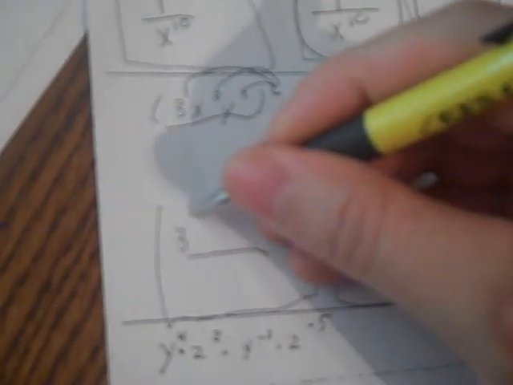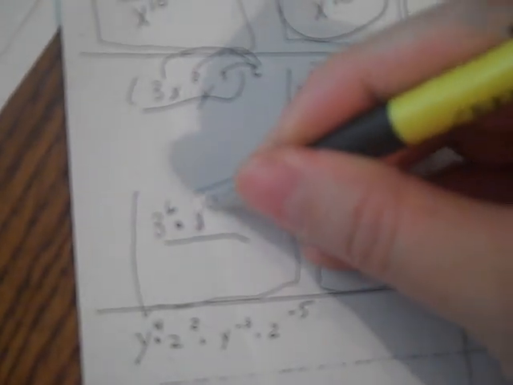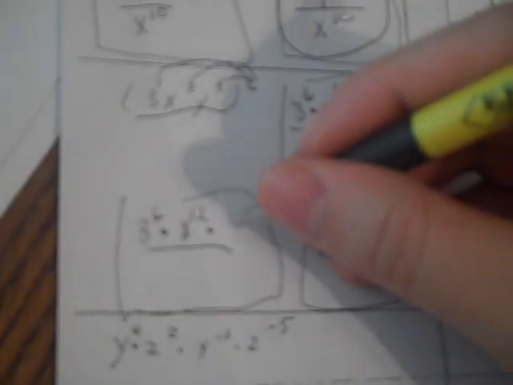Okay, now 3 to the 6th power, is the 6 negative? Nope, so keep it on top, don't move it. X, is that power negative? Nope, keep it on top, don't move it. Y to the 18th, is that power negative? Nope, keep it on top. All right, and then 3 to the 6th power. You need to simplify, so 729 times x to the 12th times y to the 18th.